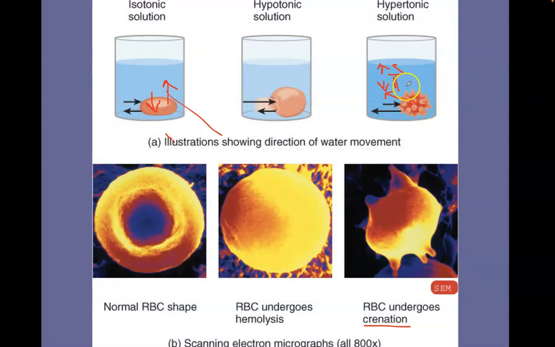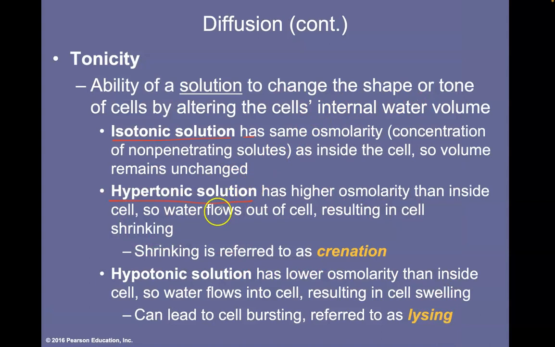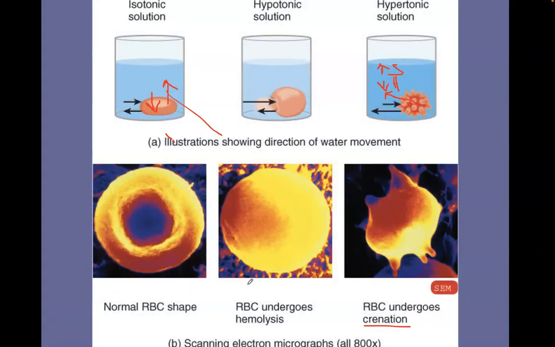And this is very bad for your red blood cells because they can't carry oxygen efficiently this way. And they'll eventually just break down. So that's bad. So you don't want to put your blood cells in a hypertonic situation, but you also don't want to put them in a hypotonic situation. And that's because, again, you're simply going to cause them to lyse.